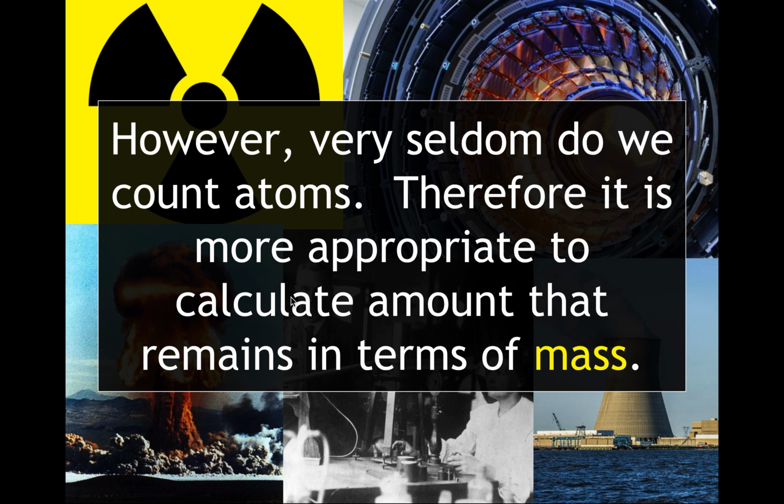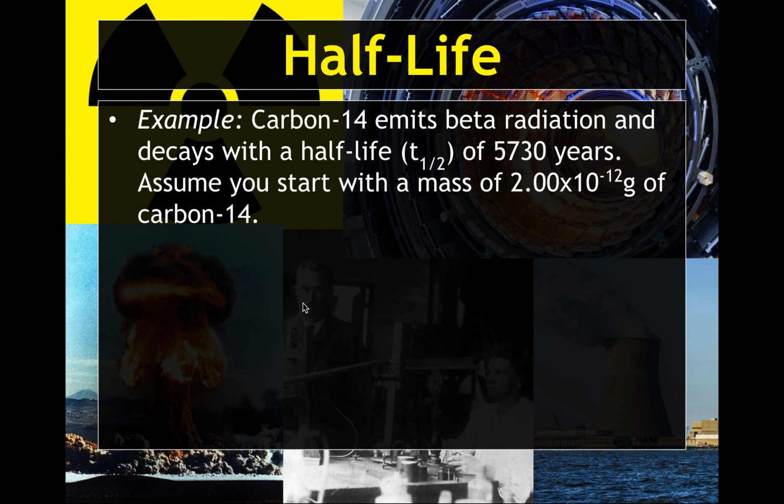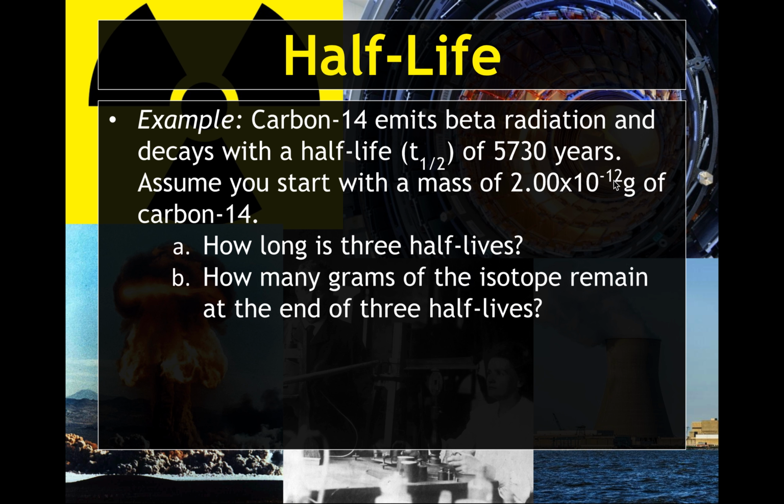However, very seldom do we count atoms. Therefore, it's more appropriate to calculate the amount that remains in terms of mass. For example, if you have carbon-14 that emits beta radiation and decays with a half-life of 5,730 years, and we start with a mass of 2.00 times 10 to the negative 12 grams, so this is a tiny amount of carbon-14, we can answer a few different questions. First off, how long is 3 half-lives? Secondly, how many grams of the isotope will remain at the end of the 3 half-lives?